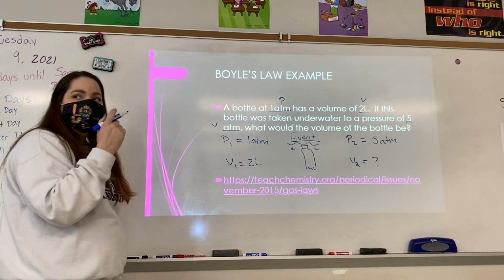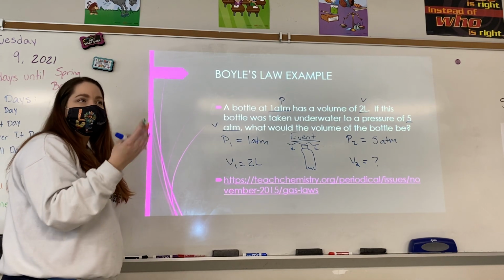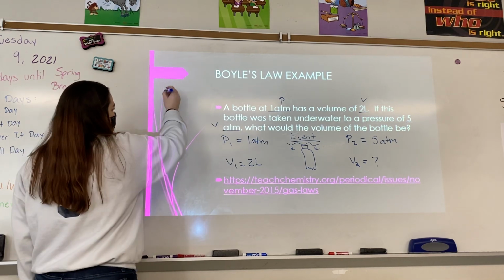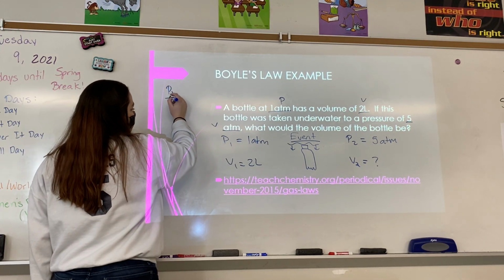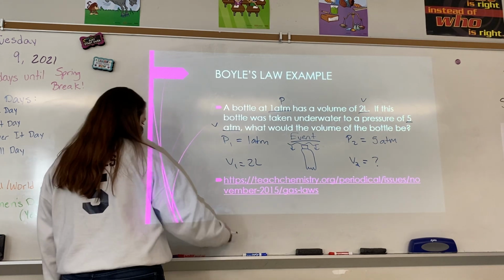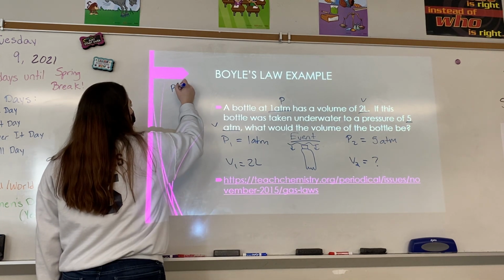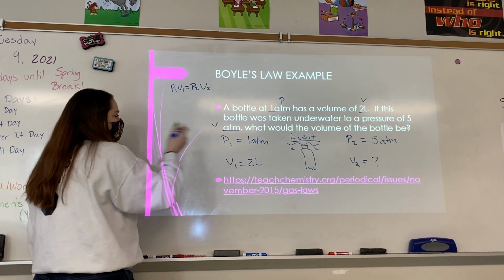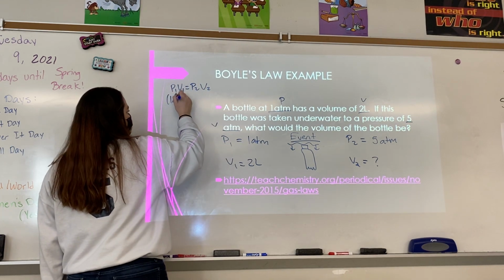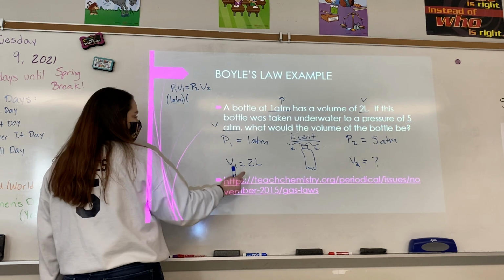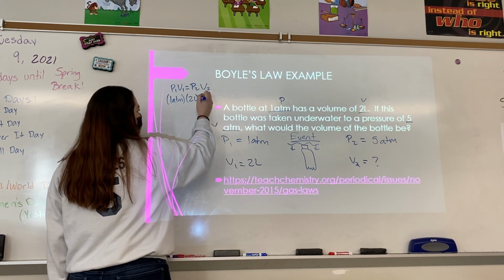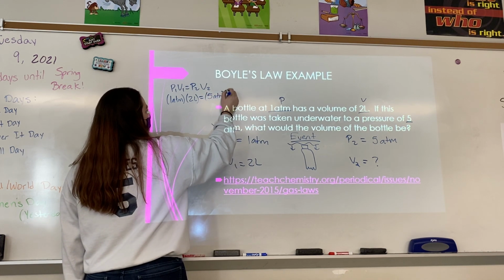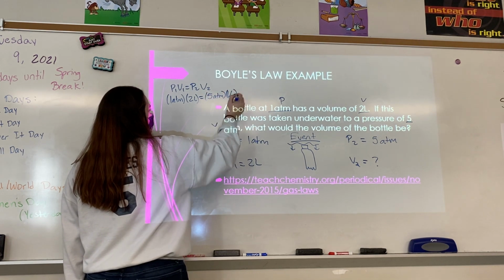So now that I have 3 out of the 4 numbers, I plug those numbers into my formula and I solve for the unknown. So P1 times V1 equals P2 times V2. My P1 is my 1 ATM. My V1 is my 2 liters. My P2 is my 5 ATM. And my V2 is my unknown.